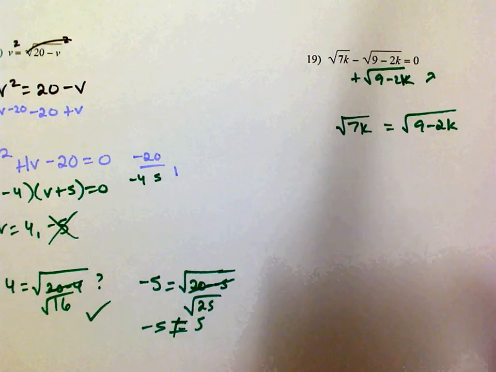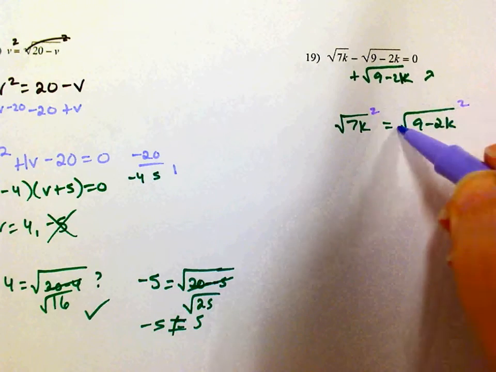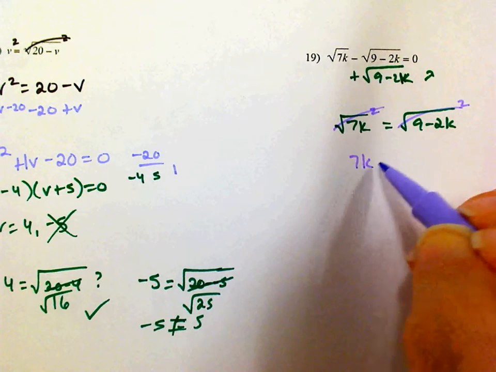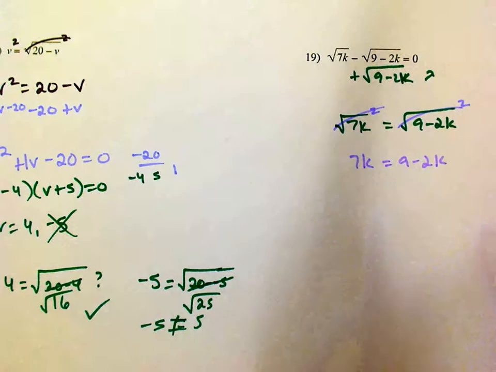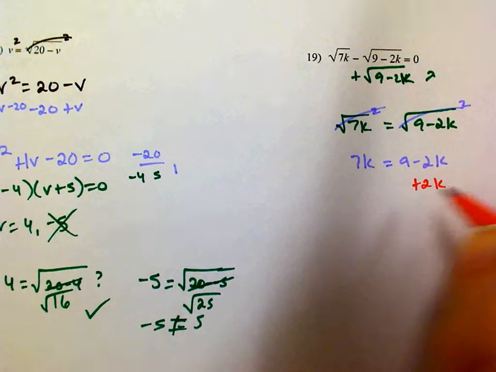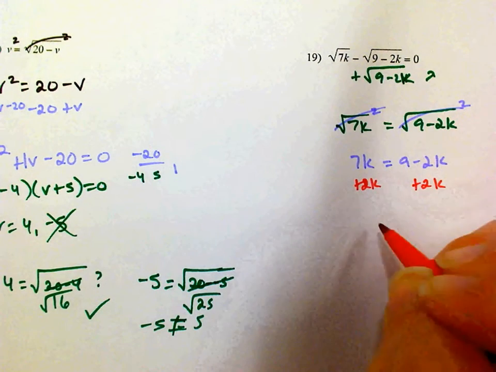I want to solve for k, so I want to combine like terms. I'm going to add 2k to this side and to that side. 9k equals 9. And then I want to divide by 9 to get k by itself, and I'm left with k equals 1.